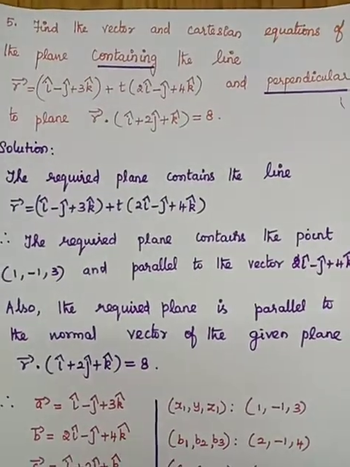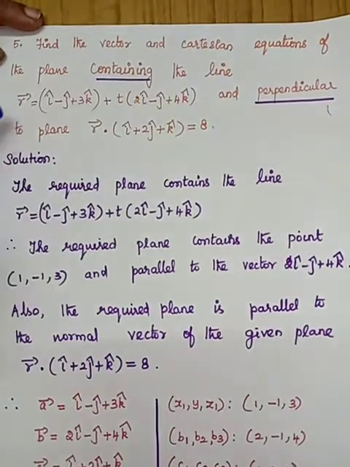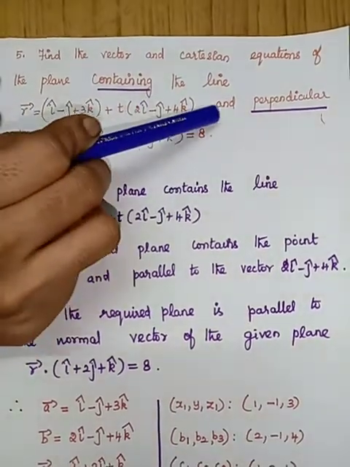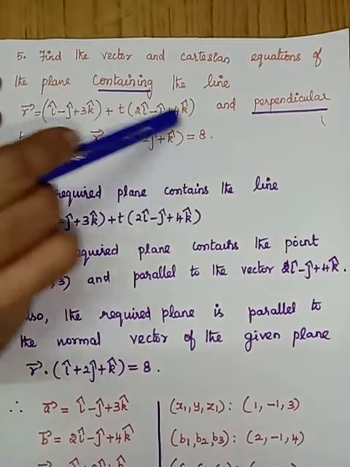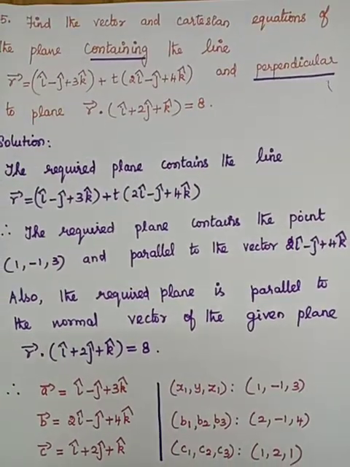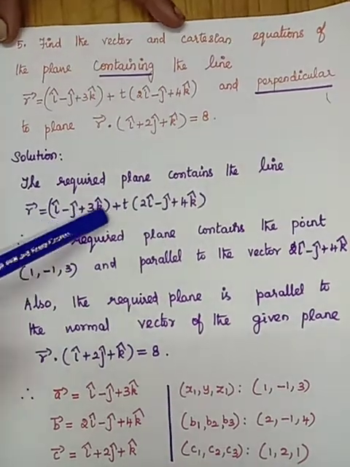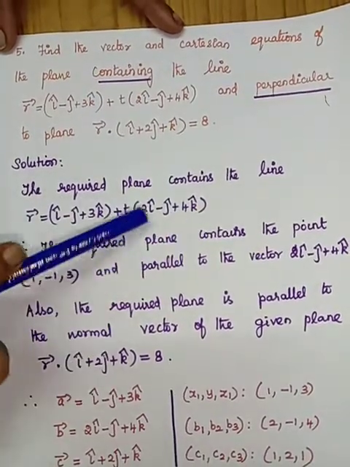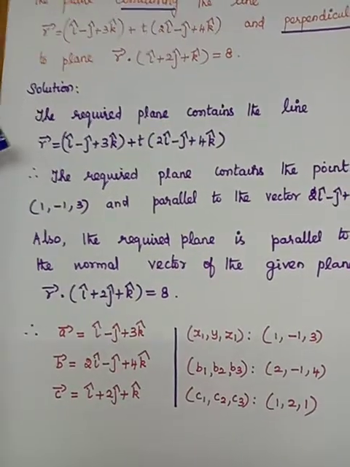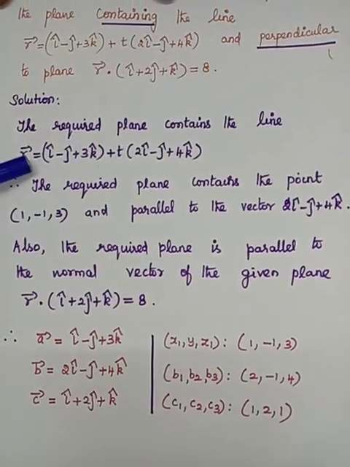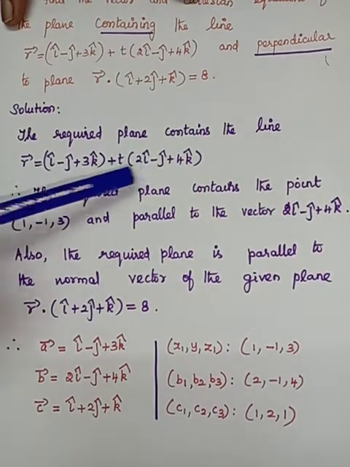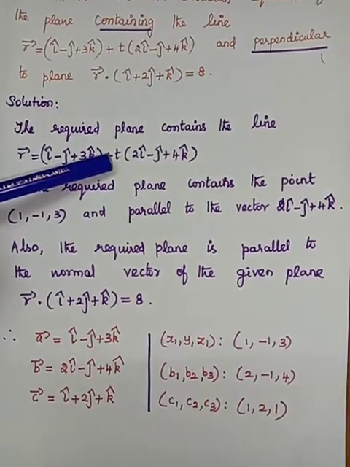Find the vector and Cartesian equation of the plane containing the line. So the whole line lies on the plane. The required plane contains this line and the required plane is perpendicular to another plane. Because of this word containing, the whole line lies on the plane. So from this line we can take the passing point as well as the parallel vector. When I taught the equation of the straight line, I said the vector without parameter is nothing but the position vector of the passing point of the line, and the vector with the parameter is nothing but the parallel vector to the line.